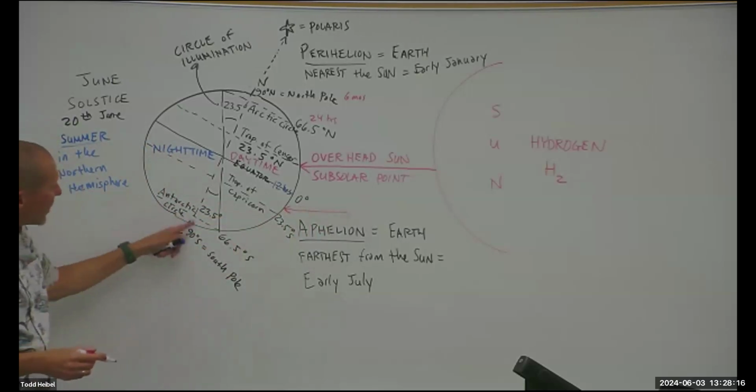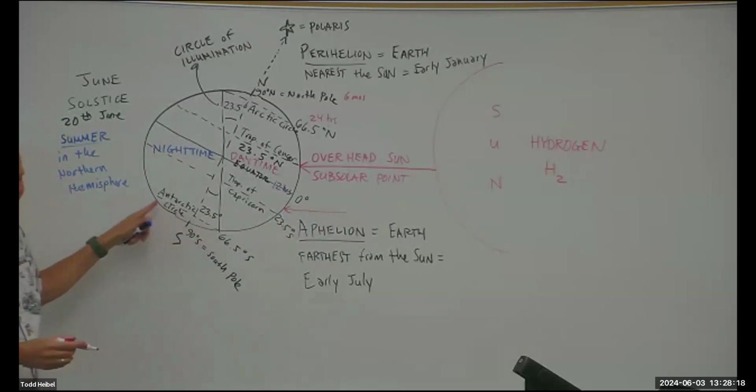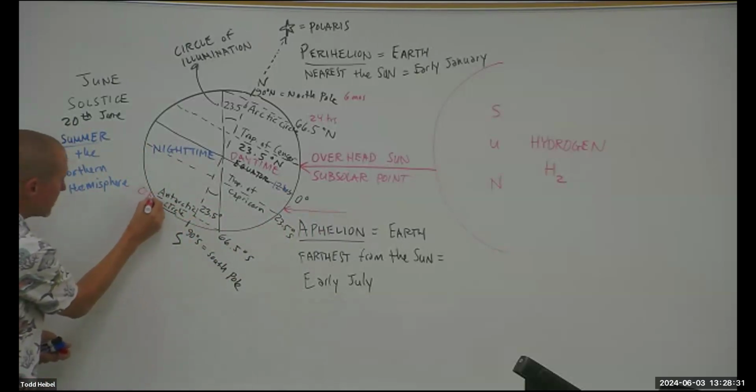And in fact, how much daylight are they getting at the Antarctic Circle, 66.5 degrees south? In fact, it's totally on the dark side. It's on the night side of the circle of illumination. So it's going to be 0 hours.